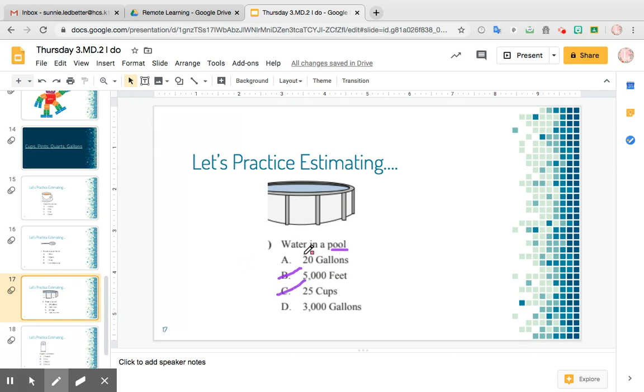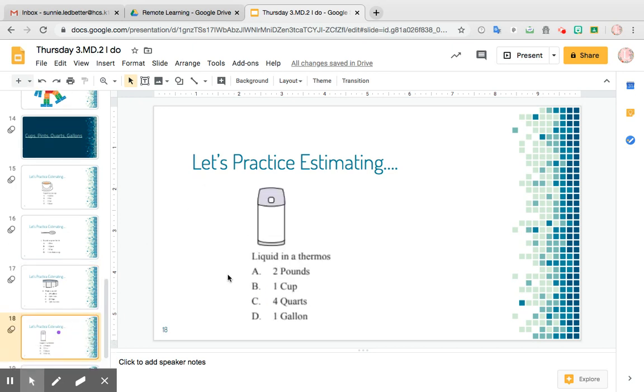So 20 gallons. So think about that milk jug. Would a pool hold 20 of those milk jugs? Or would it hold 3,000? It would hold D, 3,000 gallons, because a pool is big, you guys. It's very big. All right, next one, 18.